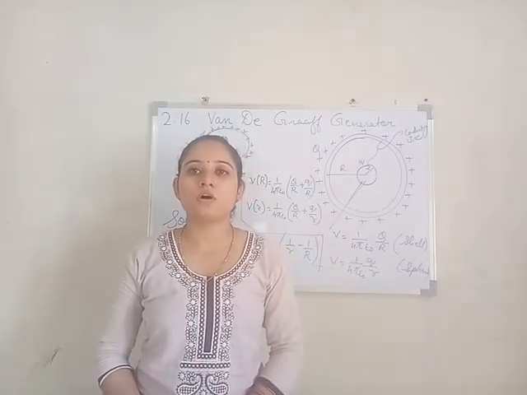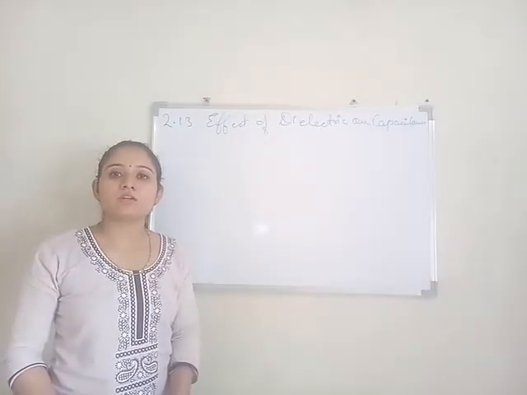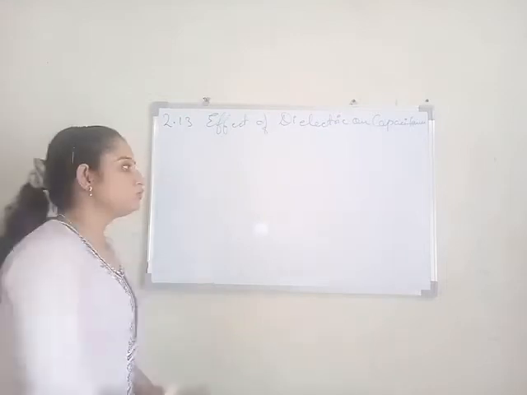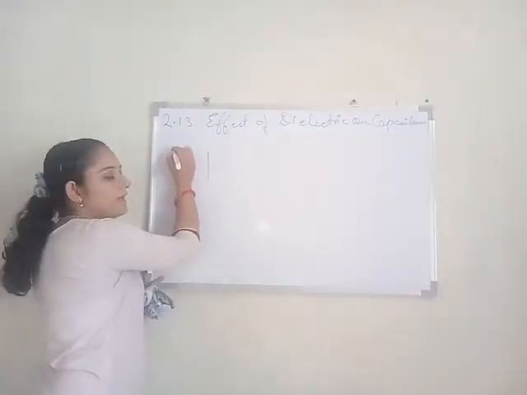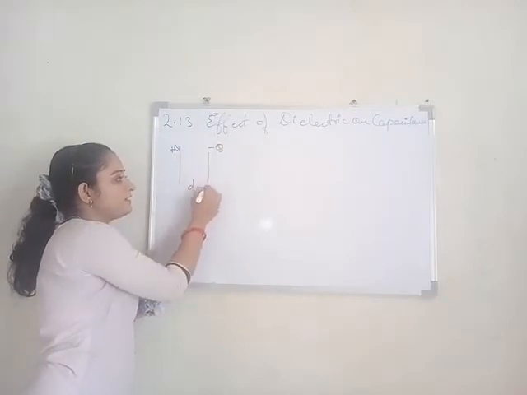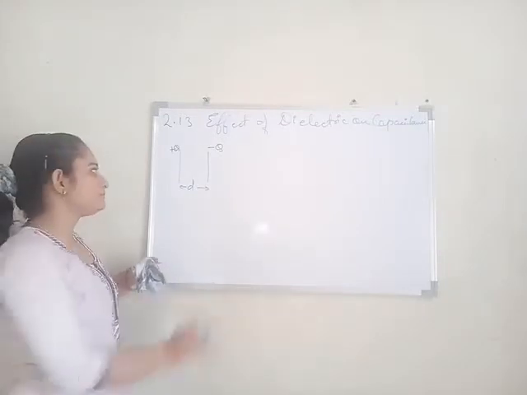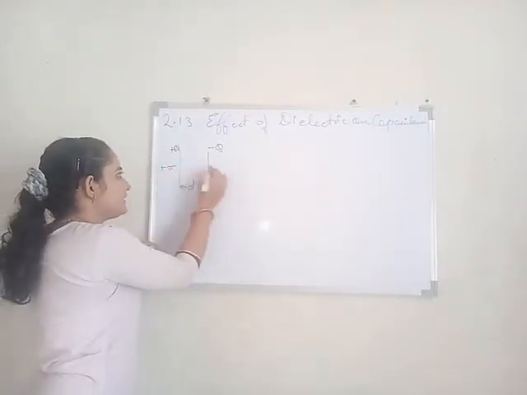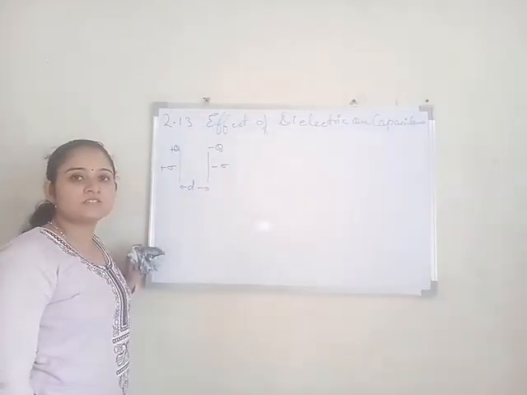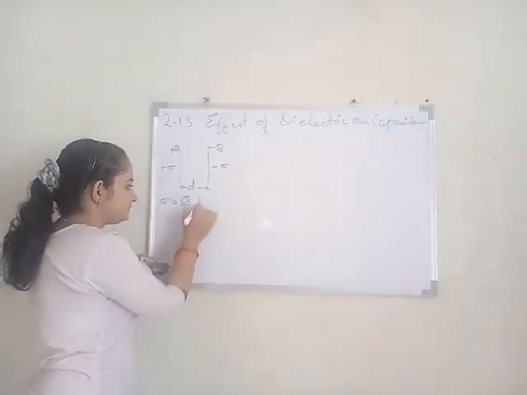Now we will discuss the effect of dielectric on capacitance. Consider the two plates of a capacitor having the charges plus Q and minus Q separated by a distance d and having the area capital A and the surface charge density plus minus sigma. The surface charge density is charge per unit area. So sigma equal to Q by A.